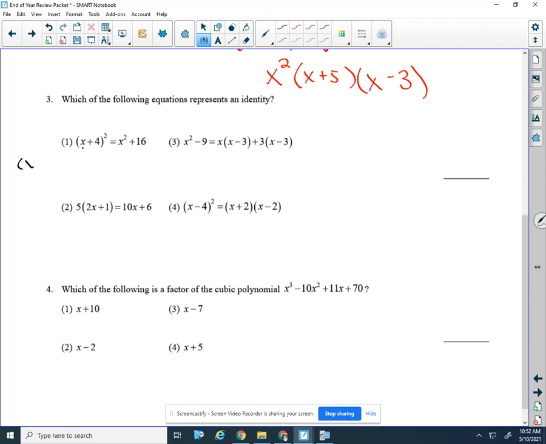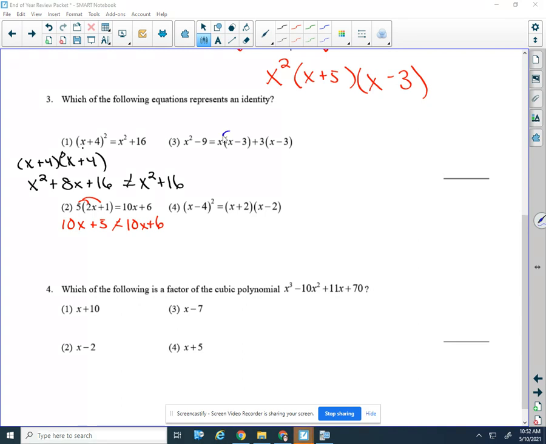So if I take x plus 4 squared, that means x plus 4 times x plus 4. And when I do double distribution, I get x squared plus 8x plus 16. That does not equal the other side of our equation. Number 2, when I simplify this, I get 10x plus 5. And that does not equal 10x plus 6. So that is not an identity.